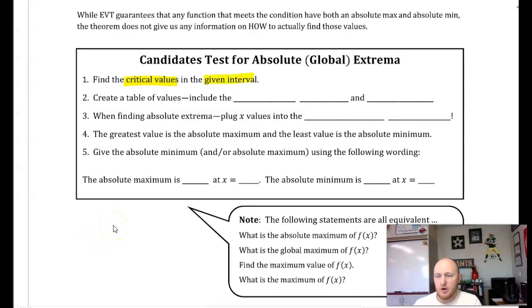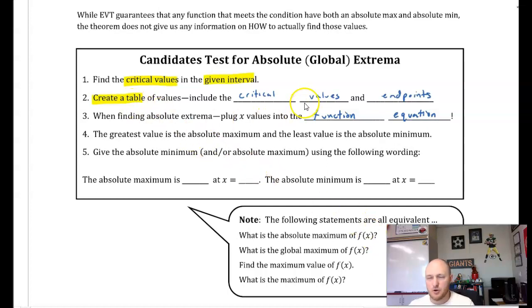What you'll do from there is create a table of values, and you're going to include the critical values and the endpoints. Now, when you're finding absolute extrema, you're going to plug x values into the original function, the function equation here. So you plug them into the original one.